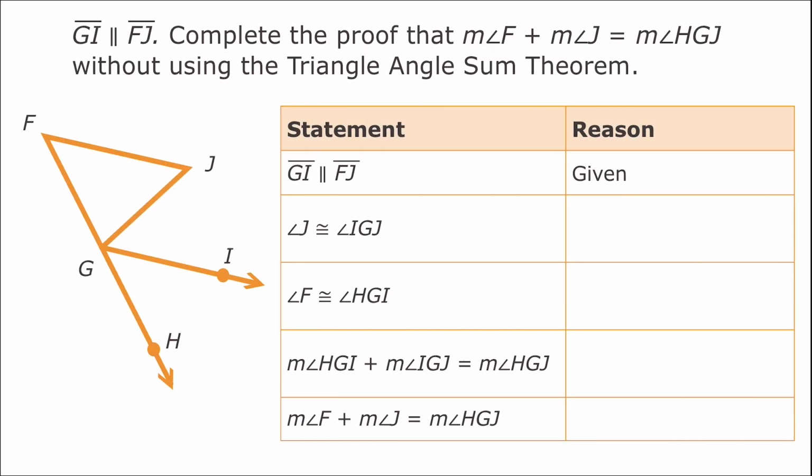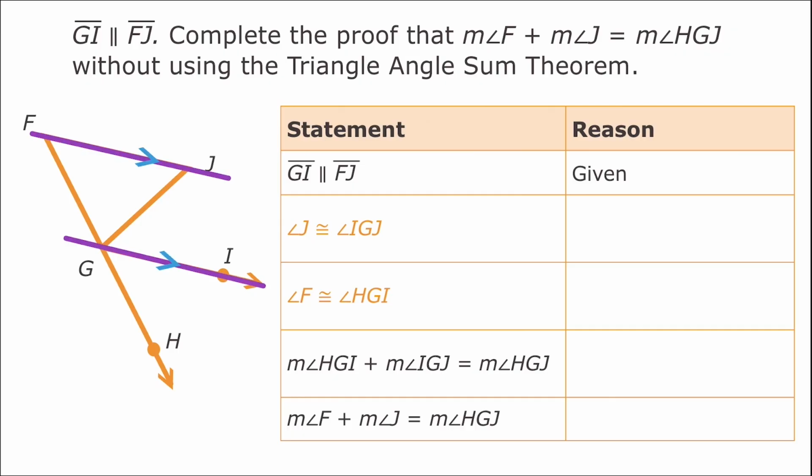All right, our second example says GI is parallel to FJ. Complete the proof that the measure of angle F plus the measure of angle J is equal to the measure of angle HGJ without using the Triangle Angle Sum Theorem. Our first statement is GI is parallel to FJ, which is given in the problem statement. Notice that our next two statements are about congruent angles, but how will we find these?